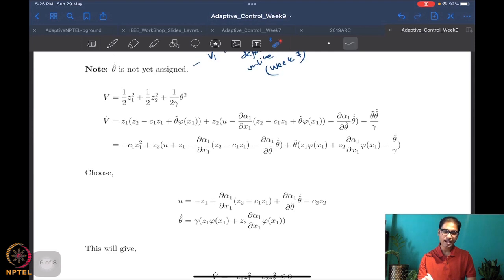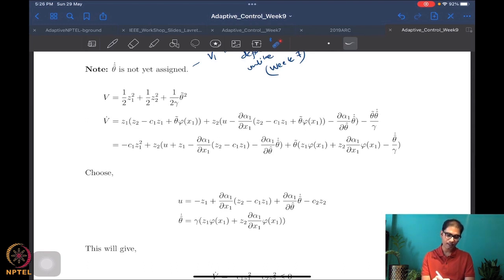And then, of course, we have the last term, which is a usual term, theta tilde theta cap dot over gamma, in v dot. Great. Now, I have the nice negative term, typical in backstepping. And then there's a term that I can club with the z2, which is u plus a z1 from here. And then all the terms which do not contain a theta tilde.